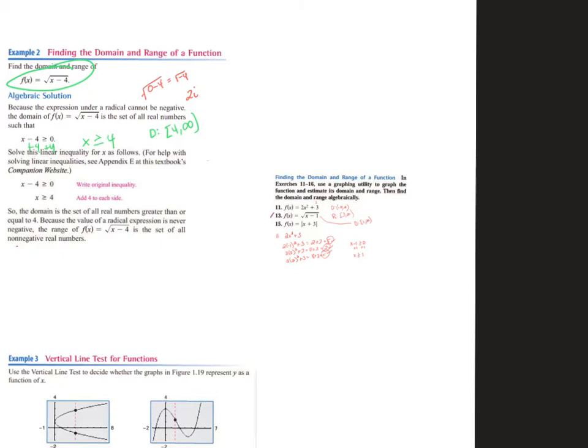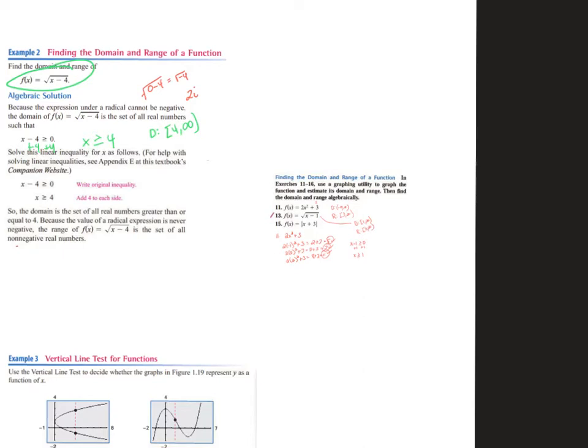So think about what your answers would be for your range. Well, if I put in 1, I get 1 minus 1 is 0. Okay. If I plug in a negative number, it's not going to work. And if I plug in a positive number, it will work. So my range is going to be anything from 0 all the way up to infinity.